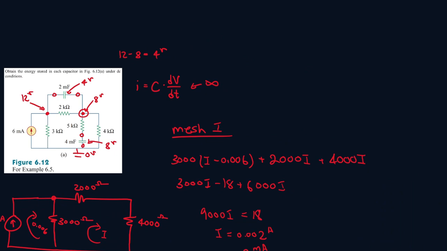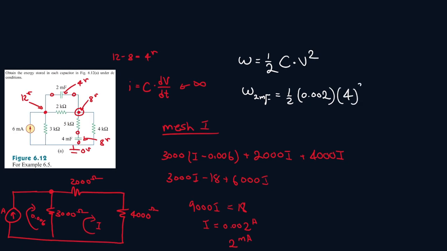To find energy in a capacitor, it's equal to 1/2 the capacitance times the voltage squared. Okay, so for the 2 millifarad capacitor. Oh yeah, by the way, for capacitors, the unit is farads. F means farads. So for the 2 millifarad capacitor, it's 1/2 the capacitance itself, so 0.002, times the voltage, which is 4, squared.